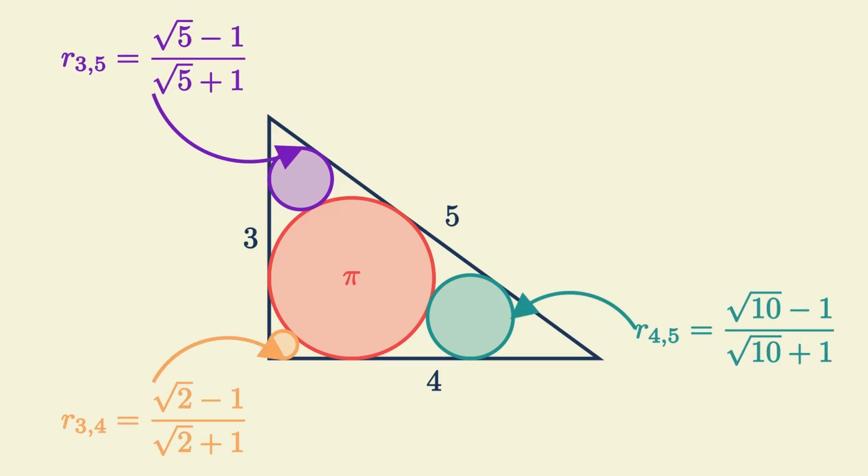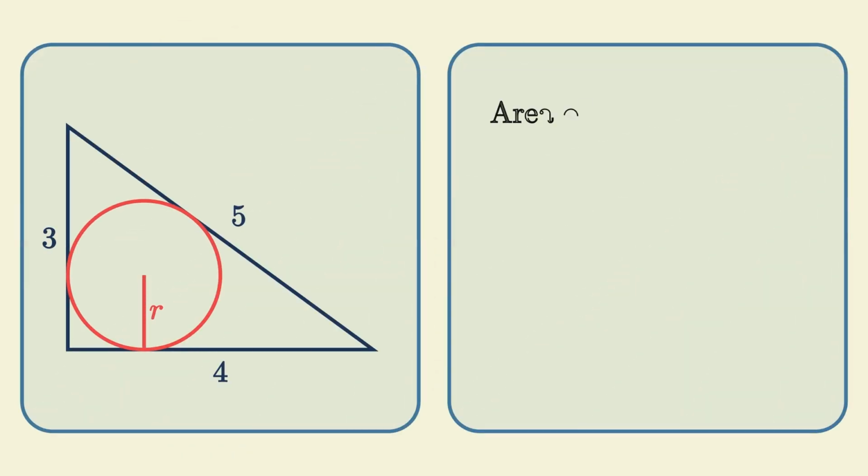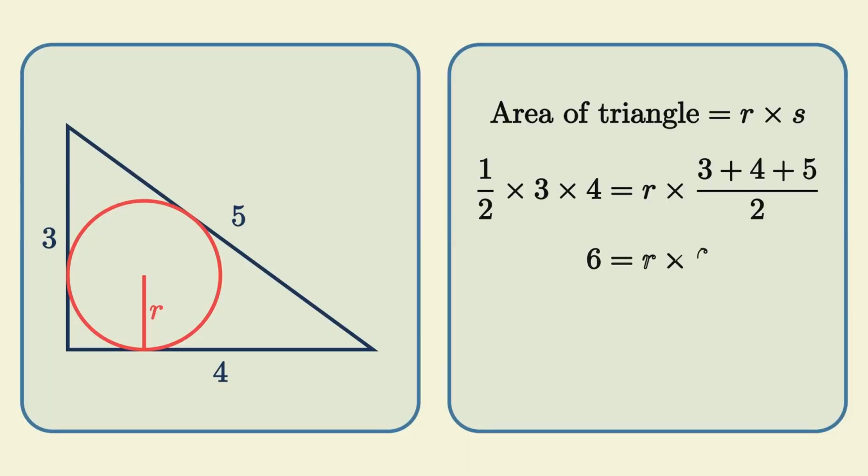First, the incircle. This part is easy peasy lemon squeezy. We use the fact that the area of the triangle equals its inradius times semi-perimeter. In a 3, 4, 5 triangle, the area and the semi-perimeter are both 6, so the inradius is 1. That means the incircle has area pi.